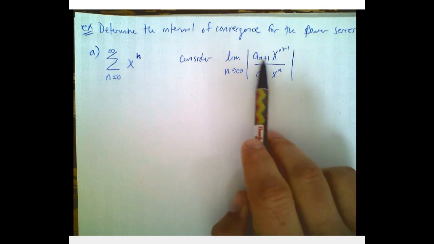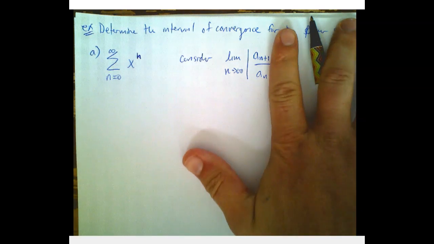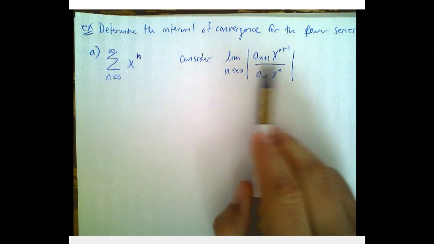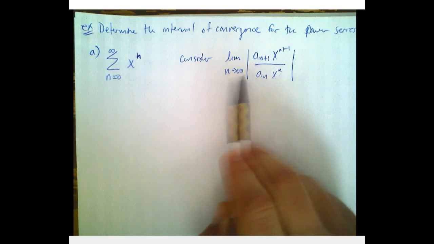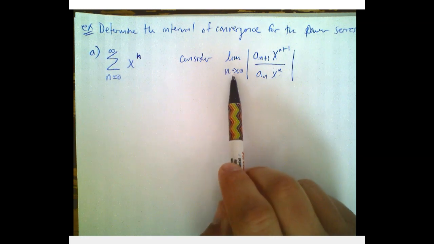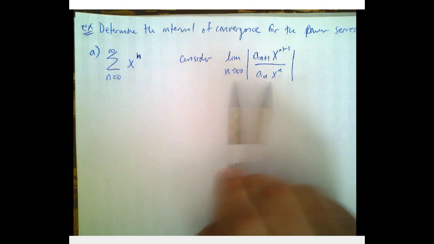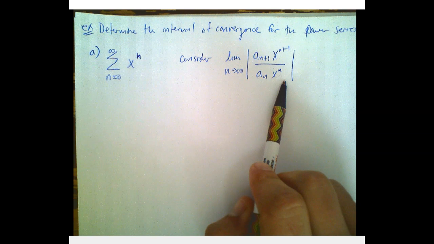Recall that if we're just doing a regular series, we look at this ratio without the absolute value. Of course, here we're just going to look at the next term in the series divided by the previous term and hope that limit goes to some finite value that's less than 1, right? We want to consider this and ask ourselves, for what values of x is this limit less than 1?